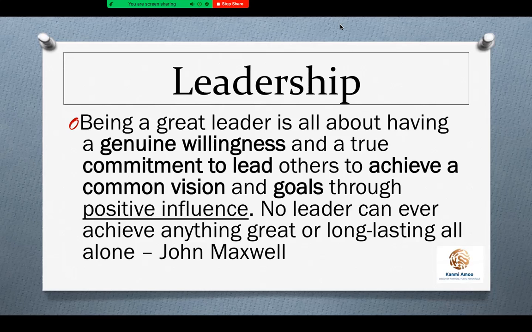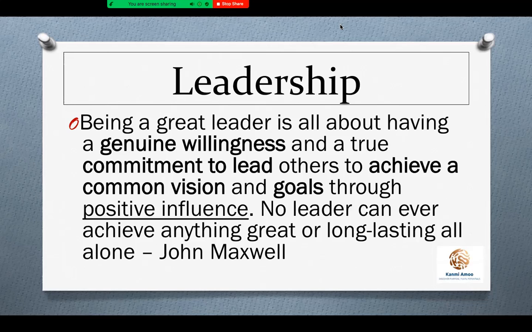It says no leader can ever achieve anything great or long-lasting all alone. Indeed, someone says, if you say you are a leader and there are no followers, you are on a stroll. If you say you are a leader and there are no followers even behind you, you are on a stroll. You must understand this. So the words that jump out at me from John Maxwell's own definition of leadership are genuine willingness.